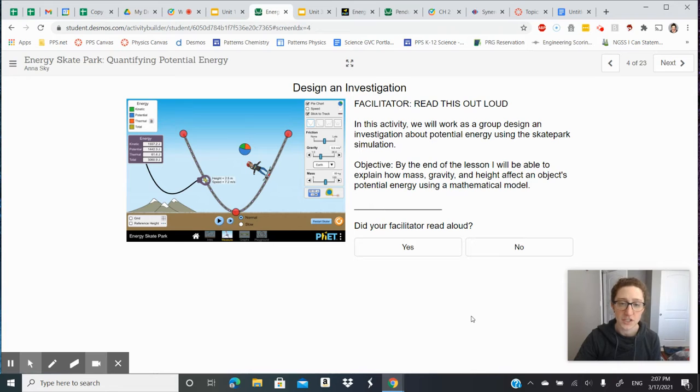Okay, so for this first part of the activity, this is setting up the experiment. This screen is telling you about your objective, and I'll go ahead and read that out loud. In this activity, we will work as a group to design an investigation about potential energy using the skate park simulation. Objective. By the end of the lesson, I will be able to explain how mass, gravity, and height affect an object's potential energy using a mathematical model.